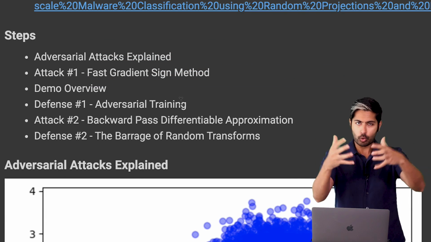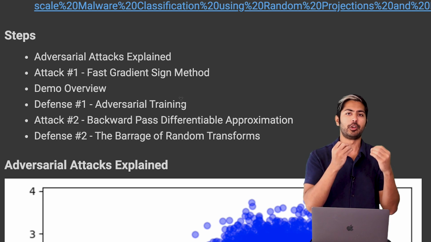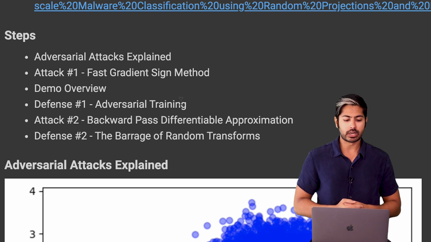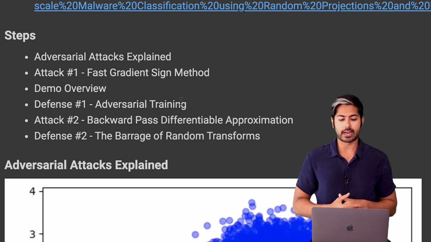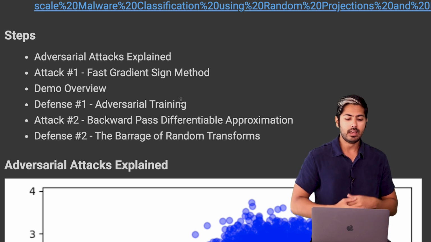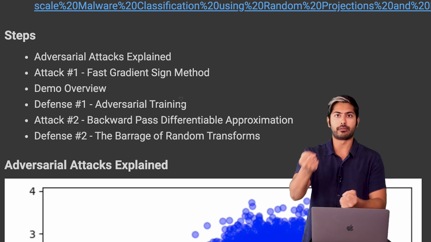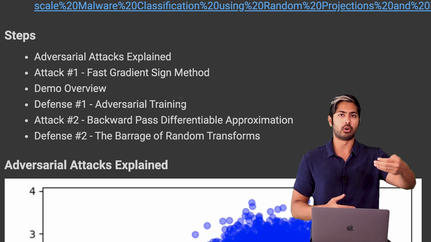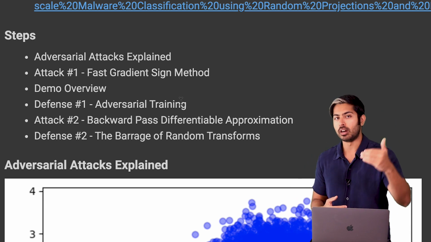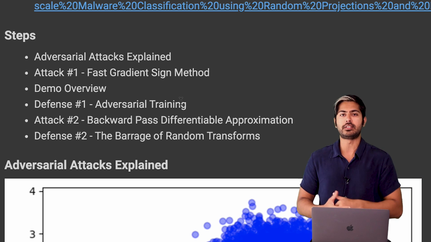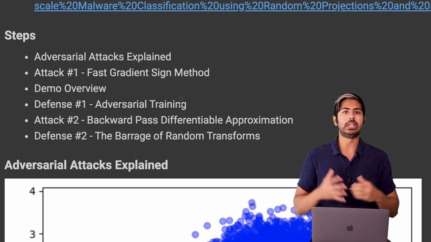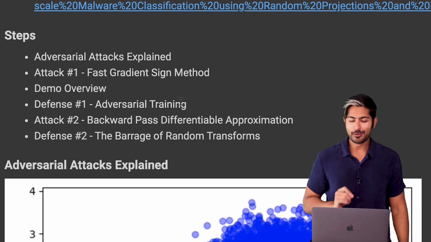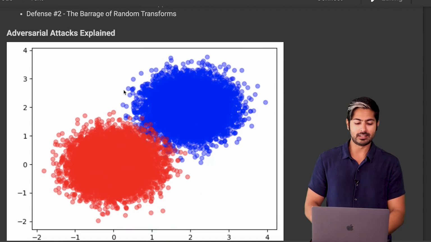I'm gonna give you a more detailed explanation of what adversarial attacks really are in terms of the data distribution. And then we're gonna talk about the first attack vector, the fast gradient sign method, then adversarial training, the first type of defense, and then the better attack method, backward pass differentiable approximation, and then the better, most state-of-the-art current mode of defense, which is by NVIDIA research, called the barrage of random transforms. Really, really clever idea by the team at NVIDIA.